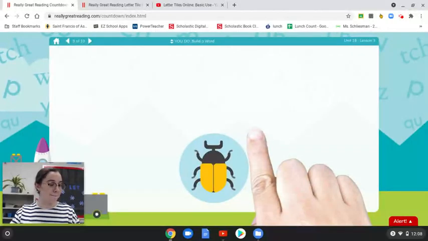This is bug. Like there was a bug crawling up on the side of the flower pot. Bug. Let's say the word together. Ready? Bug. Now let's stretch the word in the sounds. Bug. B-U-G. Bug. I want you to place one color tile on your board for each sound while you say the sound. So just the color tiles on.